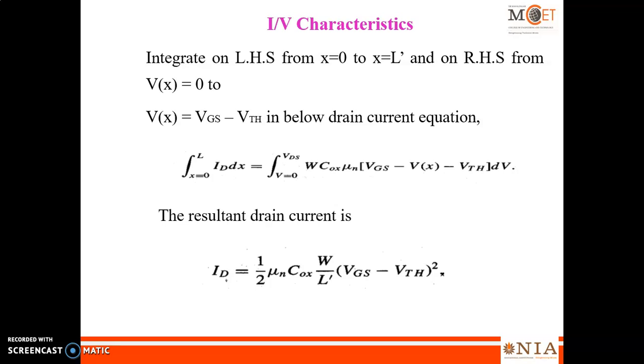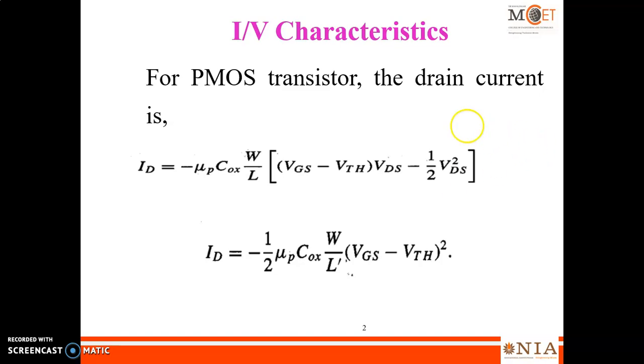So now I am going to deduce the equation for PMOSFET instead of NMOSFET. So now I can write the drain current equation as ID equal to minus mu P COX W by L multiplied by VGS minus VTH into VDS minus half VDS square. This is my drain current equation for a PMOS transistor operating in triode region.